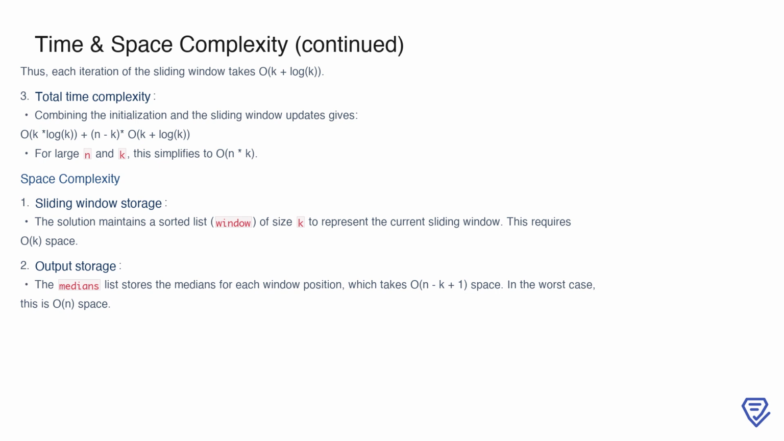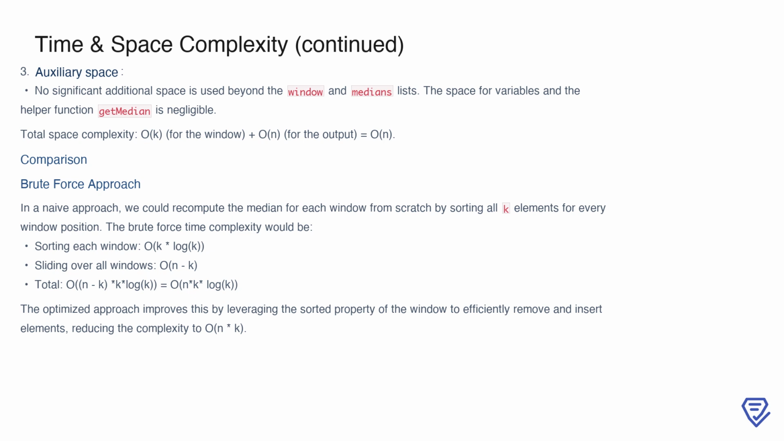Shifting to space complexity, the sliding window itself is stored in a sorted list of size k. This requires O(k) space. Additionally, the medians for each window position are stored in an output list, which takes up to O(n) space in the worst case. Combined, this gives a total space complexity of O(k) for the window and O(n) for the output. For auxiliary space, there are no significant additional memory requirements beyond the window and medians lists. The helper function getMedian and other variables contribute negligible space usage. Thus, the total space complexity remains O(k) for the sliding window and O(n) for the output, leading to an overall space complexity of O(n).